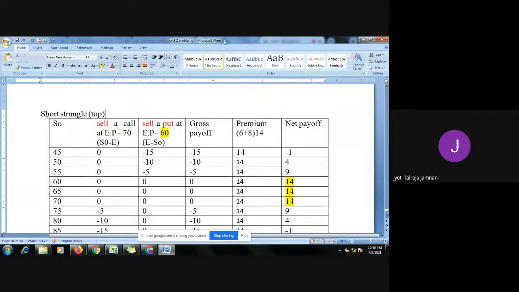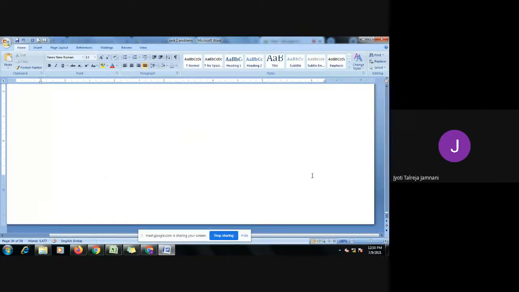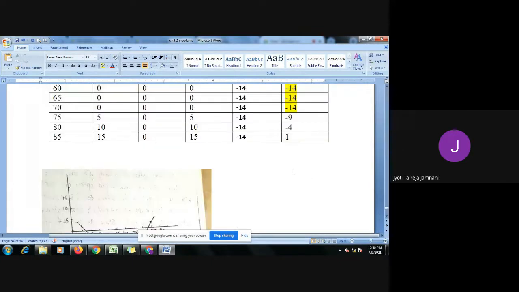Any doubts with these strategies? These are your combination strategies. Is that clear, all of you? Yes, ma'am.